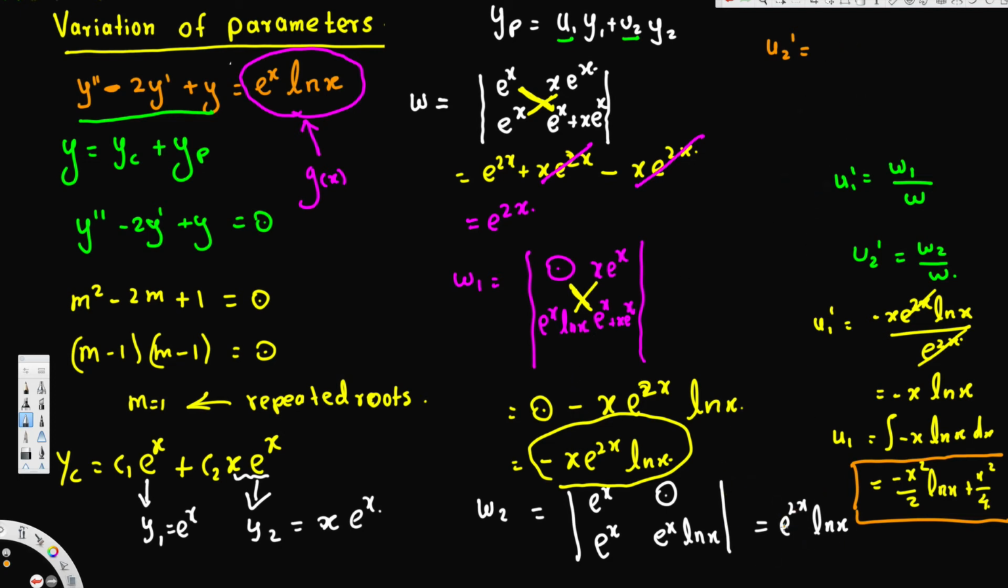We found this out here: e power 2x ln x divided by w. That is e power 2x, so we end up with ln x.